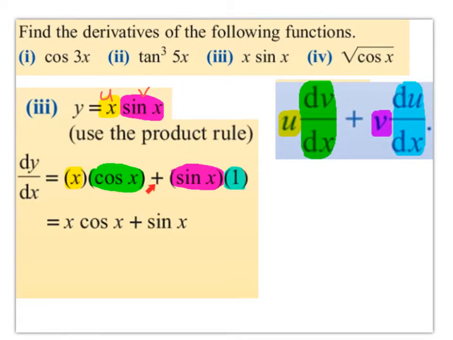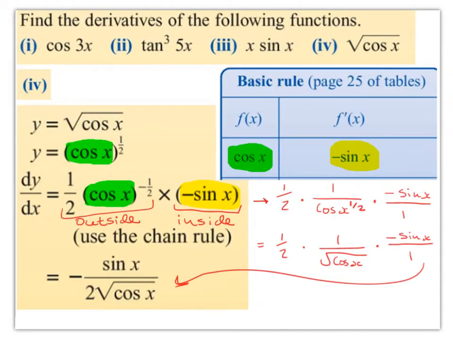Then we have our plus. Then v, we write down, which is sine x. And we multiply that by du dx, the derivative of u. So u is x, so the derivative is 1. And then we simplify. So x times cos x is x cos x. And sine x by 1 is sine x, with a plus in between.